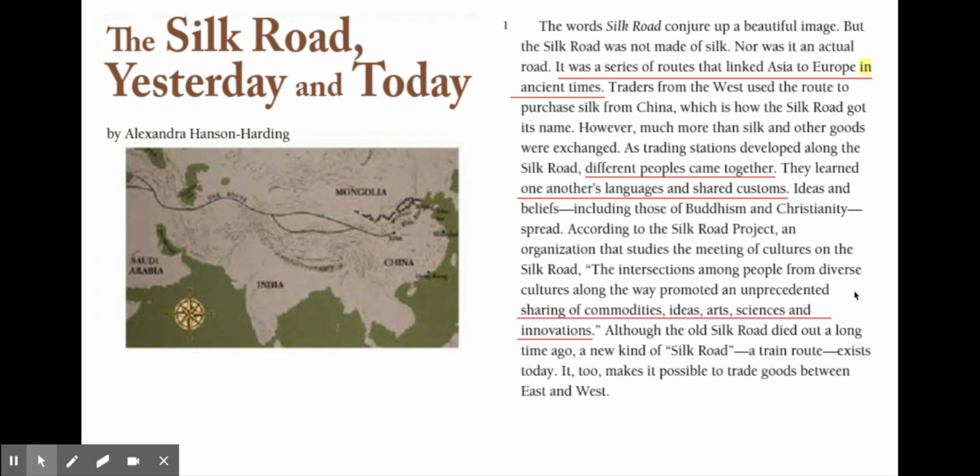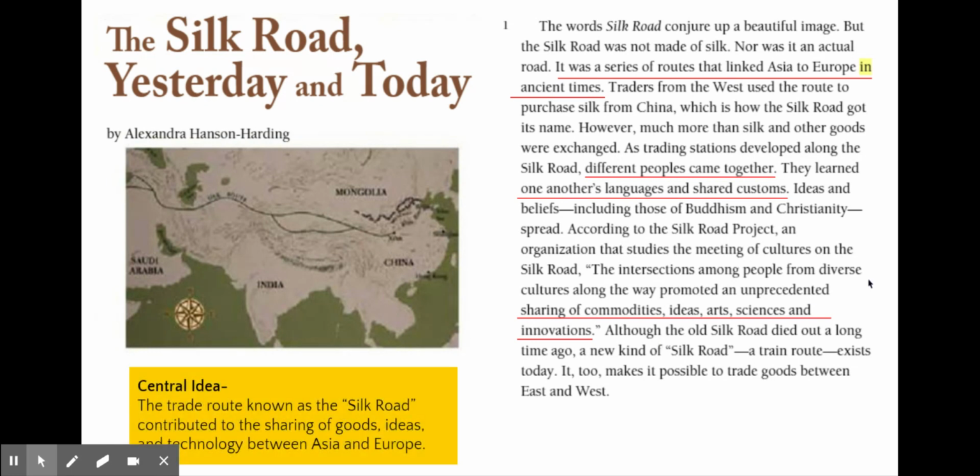Although the old Silk Road died out a long time ago, a new kind of Silk Road, a train route, exists today. And it too makes it possible to trade goods between the East and West. When I think back to my key details that I found throughout paragraph 1, I can really tell that the central idea is the trade route known as the Silk Road contributed to the sharing of goods, ideas, and technology between Asia and Europe.